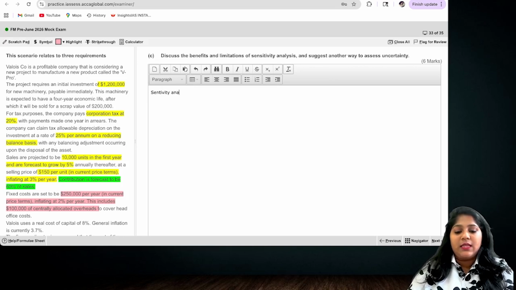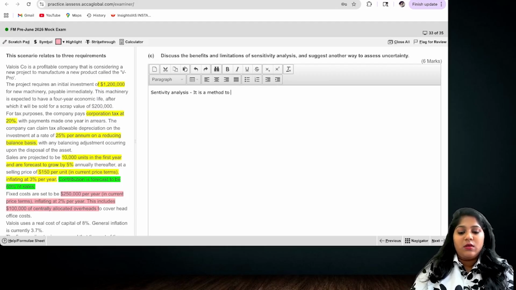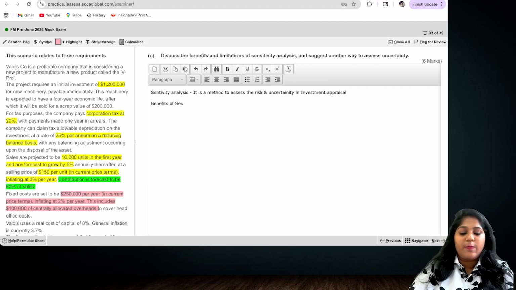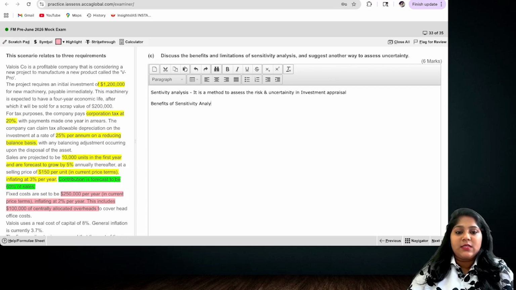Sensitivity analysis is a method to assess the risk and uncertainty in investment appraisal. Something like that, you can go ahead and write. Now, what are the benefits of sensitivity analysis, guys? There are a lot of benefits, of course.